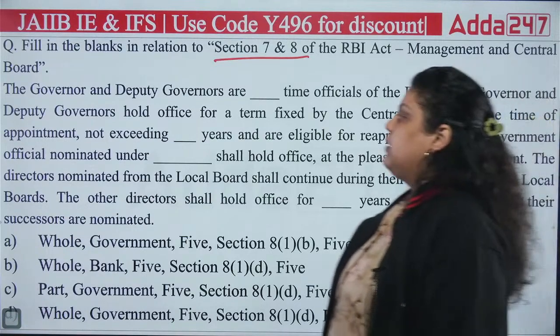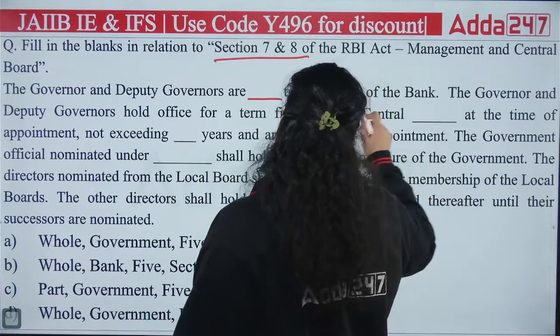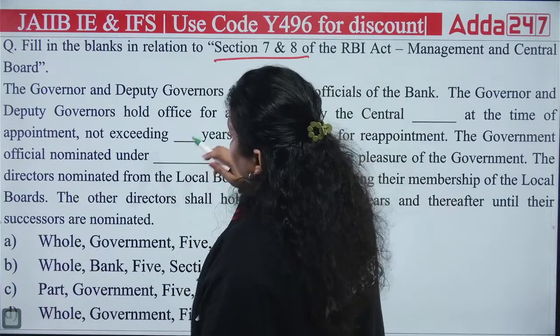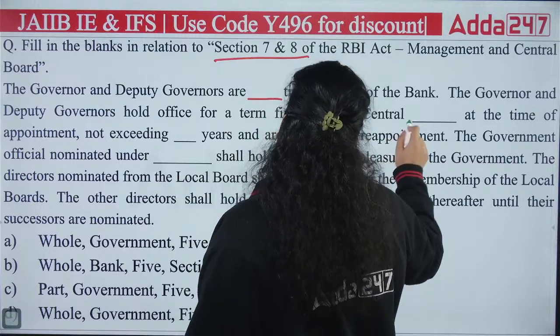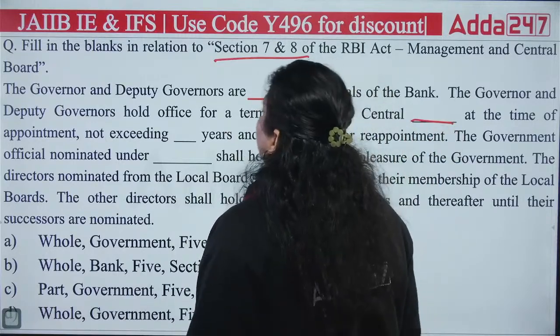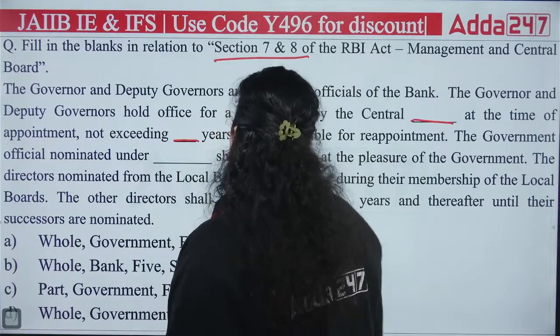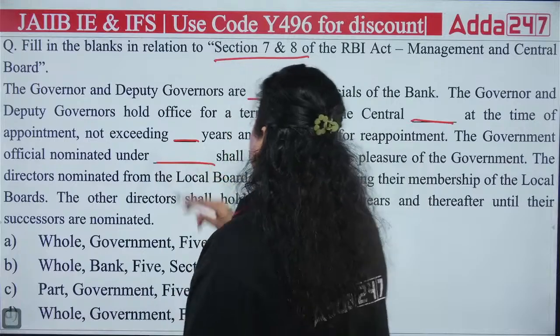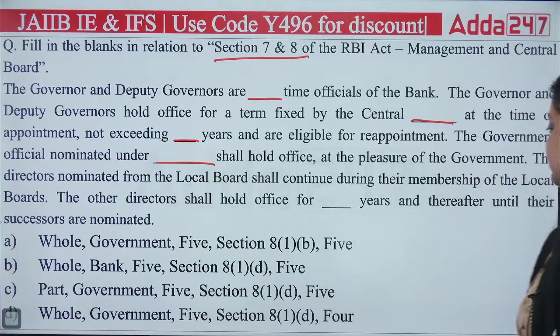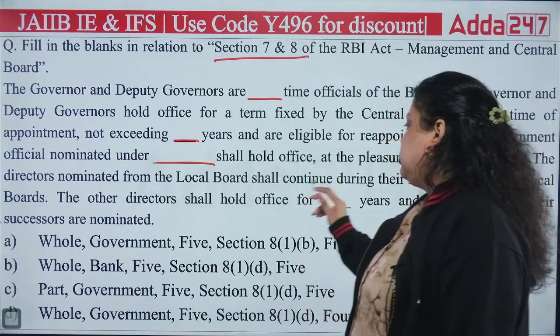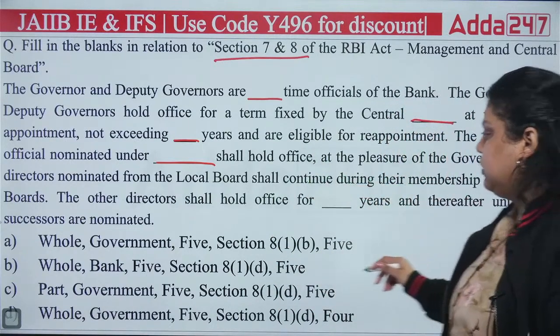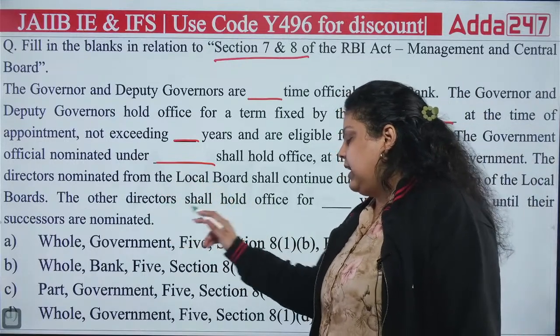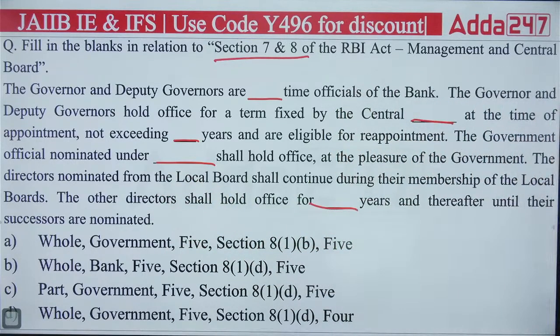Now, the governor and deputy governors are dash time officials of the bank. The governor and the deputy governors hold office for a term fixed by the central government at the time of the appointment, not exceeding dash years, and are eligible for reappointment. The government officials nominated under dash shall hold office at the pleasure of the government, and the directors nominated from the local board shall continue during their membership of the local board. The other directors shall hold office for dash years and thereafter until their successors are nominated.